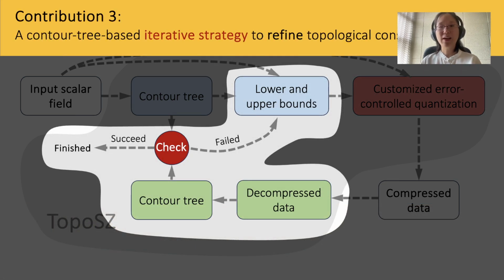Third, we give a contour tree-based iterative strategy to refine a subset of lower and upper bounds for lossy compression. In this step, if no topological false cases are found, our compressor ends its iteration. Otherwise, another iteration is needed. Next, I will give some technical details behind our topology-preserving error-bounded lossy compression technique.